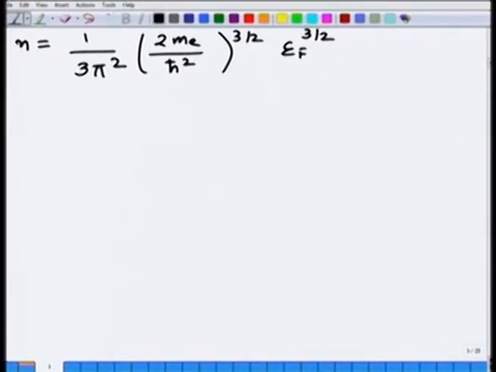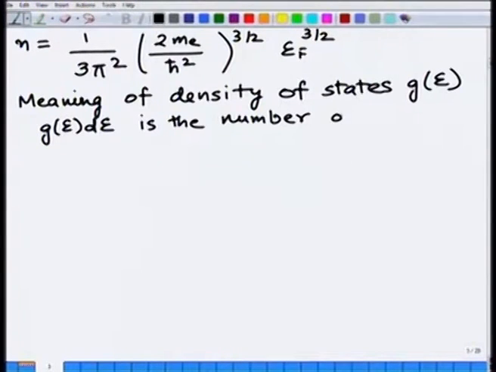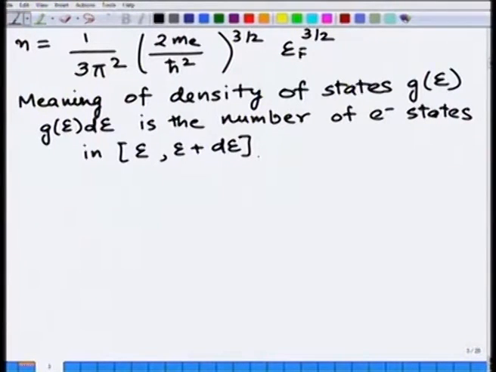Okay. So, what do we mean by density of states? Let us first define it. Meaning of density of states. This is a symbol I am going to use. So, we are going to say that G of E dE is the number of electron states in the energy interval of E and E plus dE. So, that is the number of electron states which are in energy E and E plus dE. That is what the meaning of this density of states is.